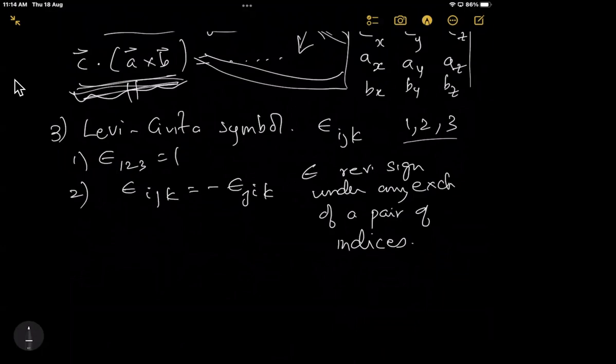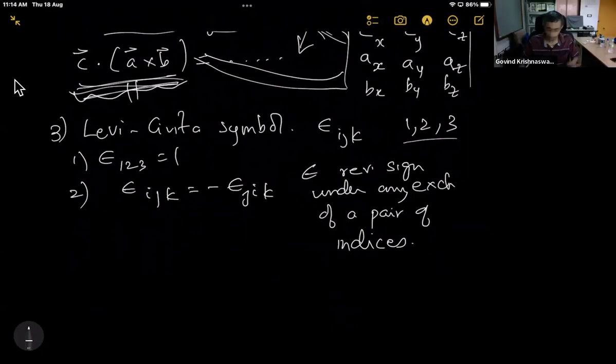So let us see what we can do. We are asked to compute a few of those examples. Perhaps we can focus on that. Epsilon 213, epsilon 312, epsilon 321. Let's do these three first.